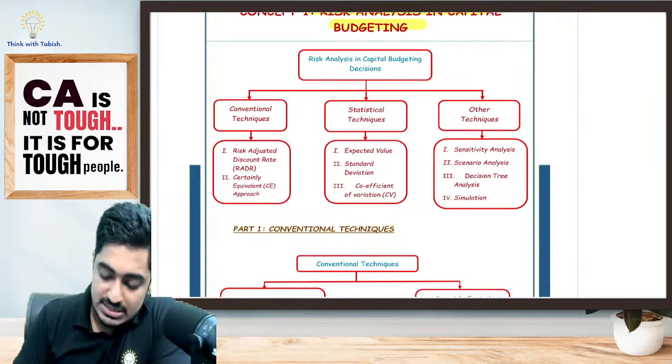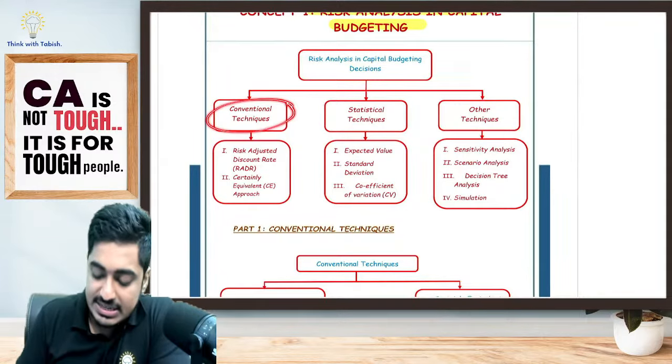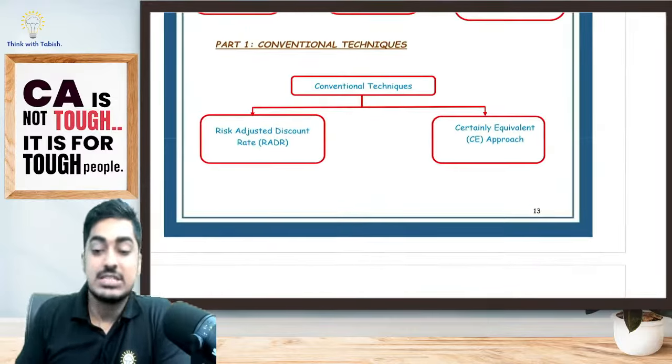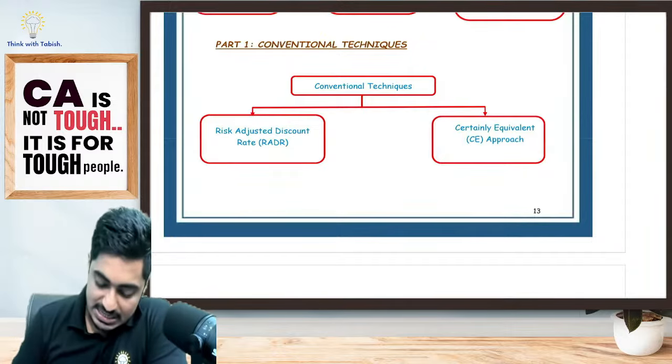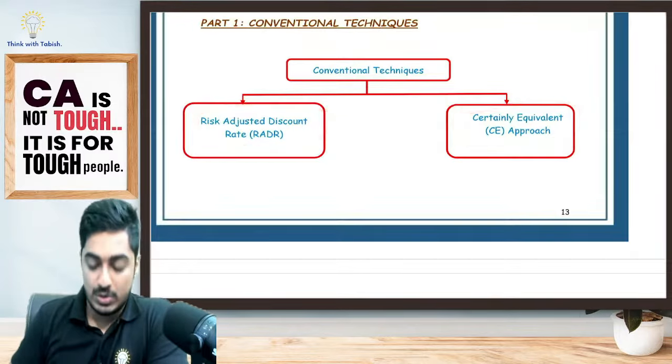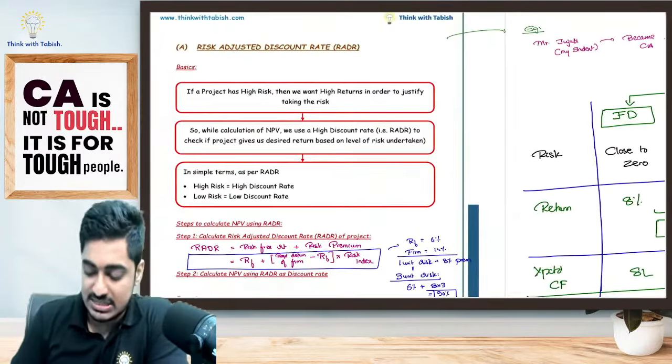For risk, different techniques are there. Conventional techniques, statistical techniques, and others. One by one we will do it slowly. First are conventional techniques. In that, two things are there. First is the risk adjusted discount rate. Second is certainty equivalent. First we will go for the risk adjusted discount rate.